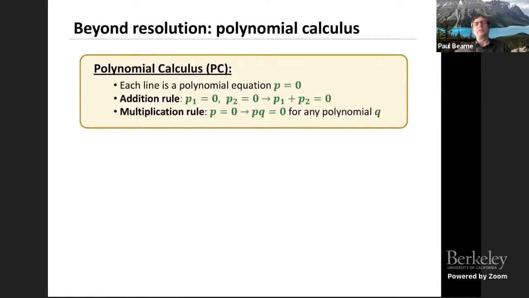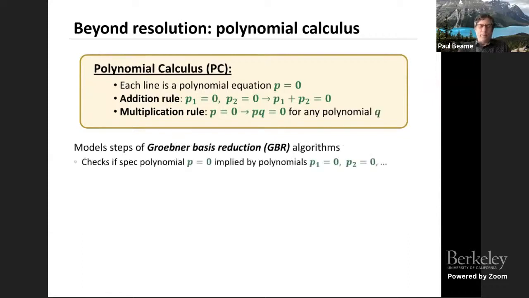If you've got something at 0, their sum is 0 and their product is 0. And you use properties of Boolean variables to say that the square is equal to the value of the variable. Polynomial calculus models the steps of the Gröbner basis reduction algorithms. So that's in part its origins.